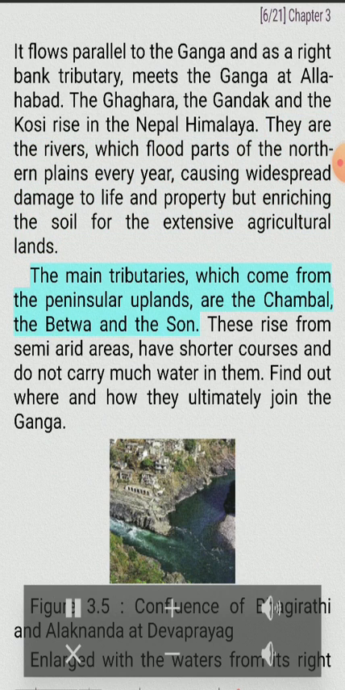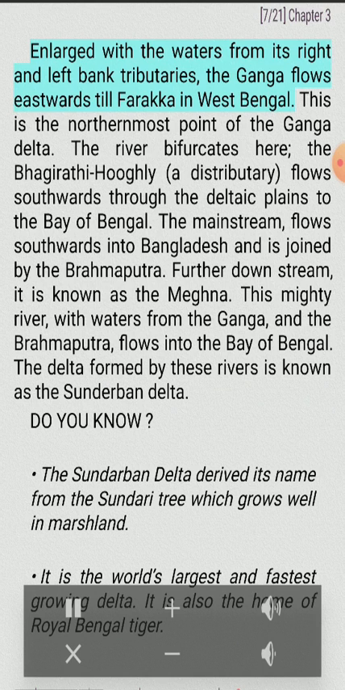The main tributaries, which come from the peninsular uplands, are the Chambal, the Betwa and the Son. These rise from semi-arid areas, have shorter courses and do not carry much water in them. Find out where and how they ultimately join the Ganga. Figure 3.5. Confluence of Bhagirathi and Alaknanda at Devaprayag.